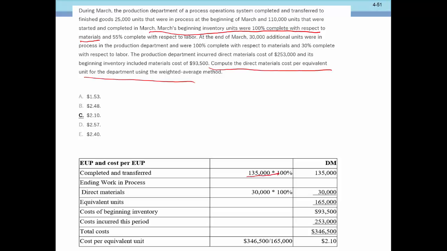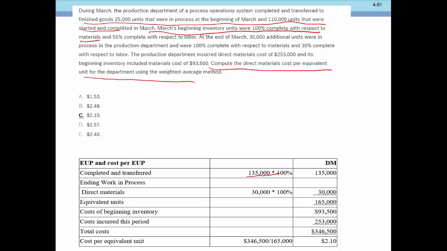100% of those. They told me that the units transferred somewhere in here is 135,000, okay? Where did they get that 135,000 becomes a question with this one. 135,000 is the 25,000 that were in process plus the 110,000 units that were started and completed. So we give ourselves credit for the beginning inventory plus the items that were started and completed. That's 135,000. And since they tell us they're 100% complete as to materials, we pick up 100% of that, don't we?